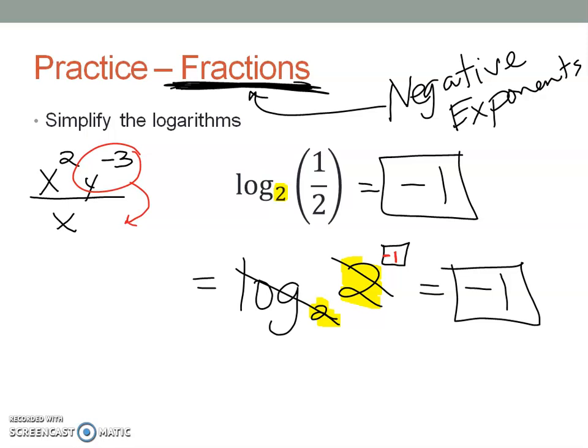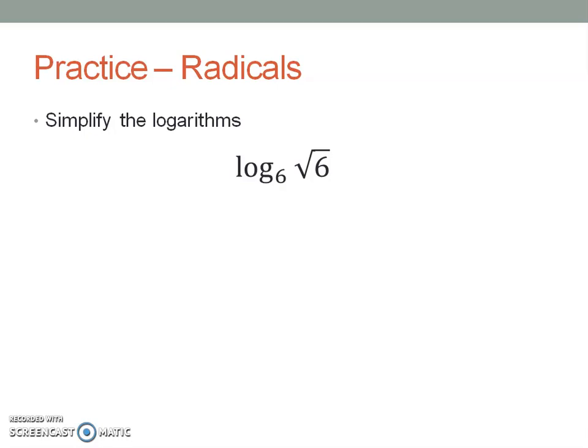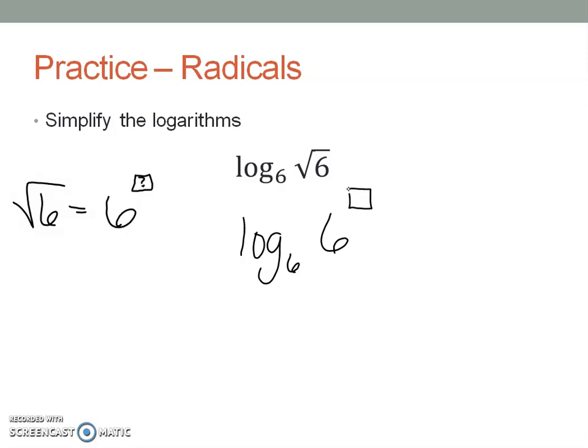Okay? Next, what about if we have square roots that are involved? Again, my goal is I've got to get their bases to match. So I'm going to rewrite this first. Log base 6 of, I know that I have to have a 6 there, and it's a 6 to some power. So log base 6 of square root of 6 equals log base 6 of 6 to some power. So the square root of 6 equals 6 to what power? What goes in there?